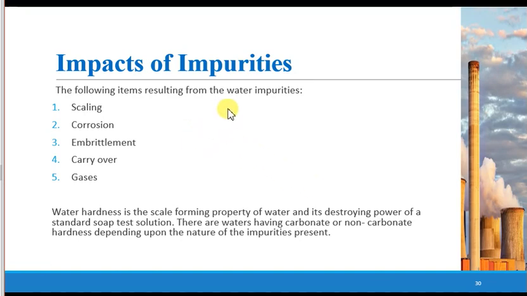The impacts of these impurities are scaling, corrosion, embrittlement, carryover, and gases. Water hardness is the scale forming property of water and its destroying the power of standard soap test solution. There are waters having carbonate or non-carbonate hardness depending upon the nature of the impurities present.